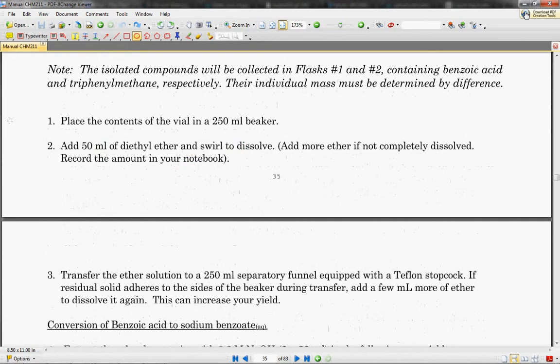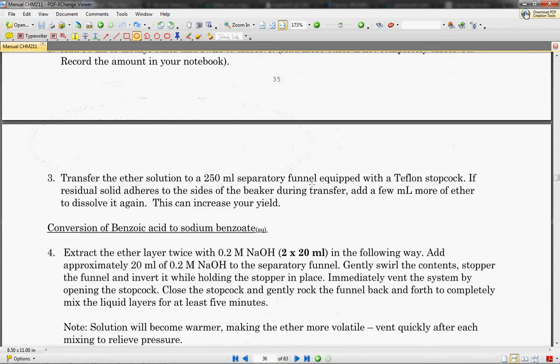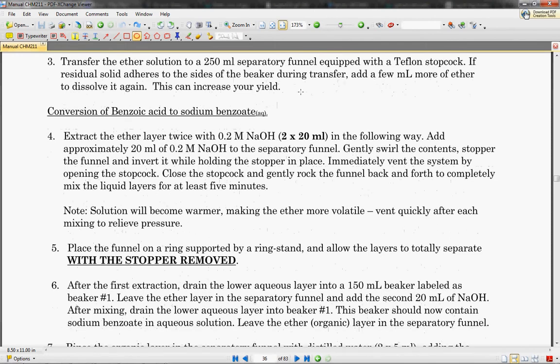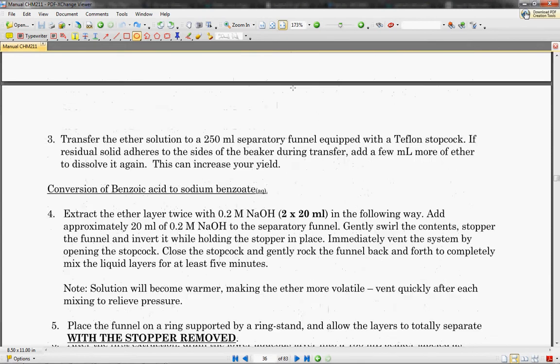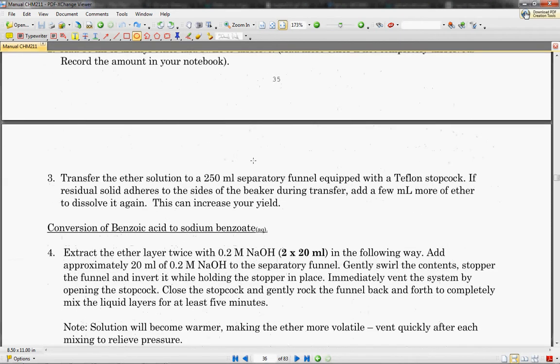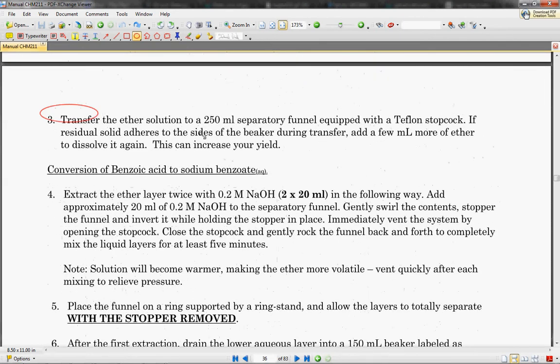Once we have that mix, we're going to put a stopcock on it and essentially just try to mix the beaker up. This is just getting all of your solution. This mix of benzoic acid and triphenylmethane is going to be a solid, so you just want to make sure that you get all of your solid into your funnel.